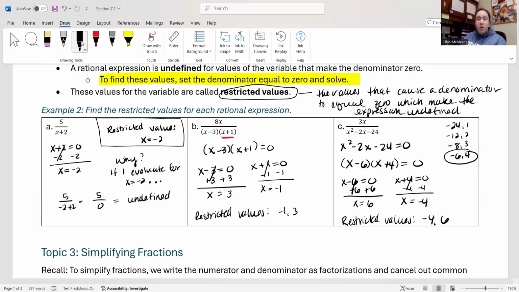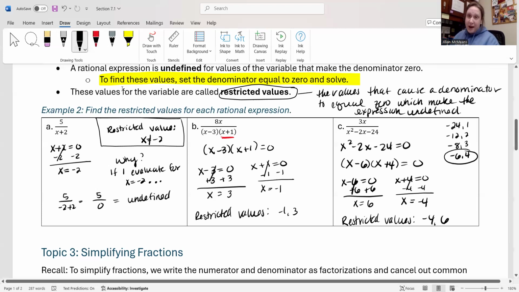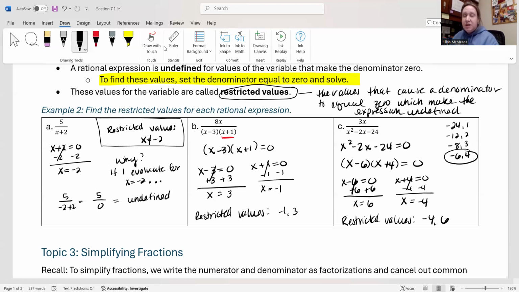Okay, so we want x to be anything but -4 and 6 for part C. For part B, we want x to be anything but -1 and 3. For part A, we want x to be anything but -2. Okay, so again, restricted values are values that make a denominator equal to 0. And once the denominator equals 0, that expression is undefined, and we do not want that. We cannot have division by 0. Division by 0 is bad. Okay, so make sure you understand what a restricted value is and how to find a restricted value for a rational expression.